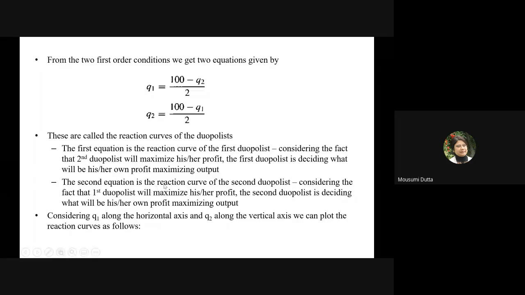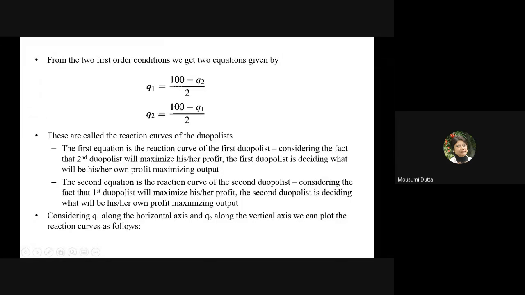The second equation is the reaction curve of the second duopolist, considering the fact that the first duopolist will maximize his or her profit. The second duopolist is deciding what will be his or her own profit maximizing output. Again, this is the action and this is the reaction. Firm 1 is taking some action, against this I am taking my action. So it is the reaction to your action.